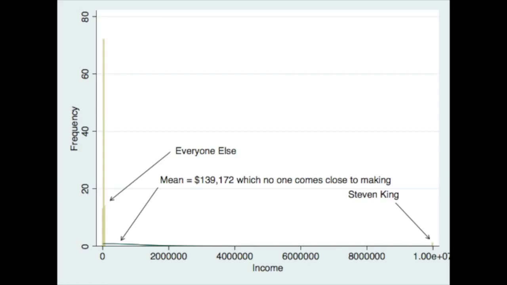If I average up everyone in that town, the mean income for that town might be $200,000, when in fact no one in that town makes $200,000. 99 people in that town make between $20,000 and $60,000, and then one person makes $10 million. So if we add up all of the incomes and divide by 100, we get a number, $200,000-$300,000, which describes actually nobody in the entire sample.